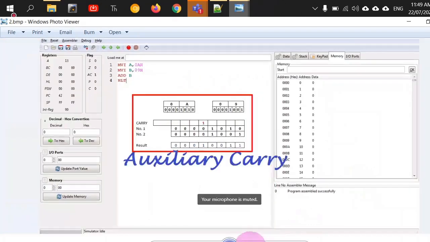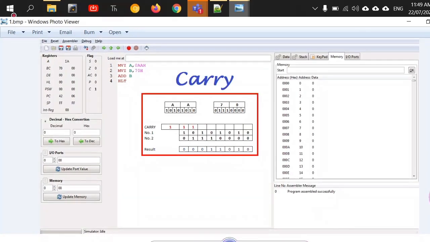Yes, sir. Okay. Yes, tell me. Sir, before AA, can we put any digit or only 0? No, only 0, because if you put any other digit, it will make it a different number. If you append 0 before a certain number, the number essentially remains the same.